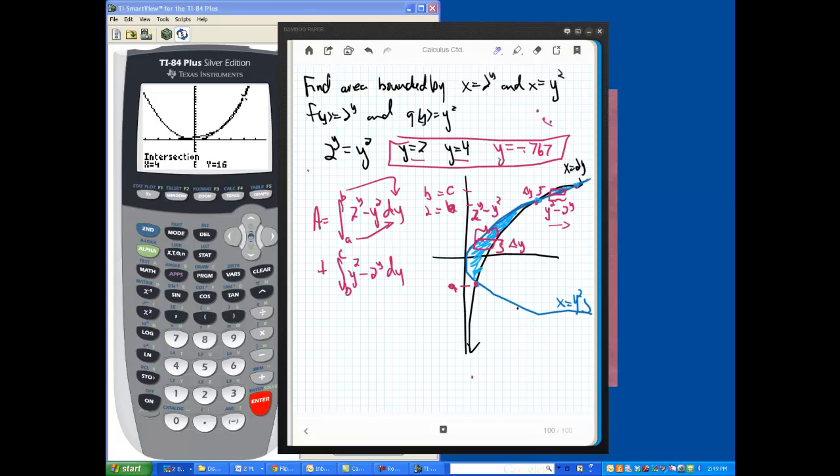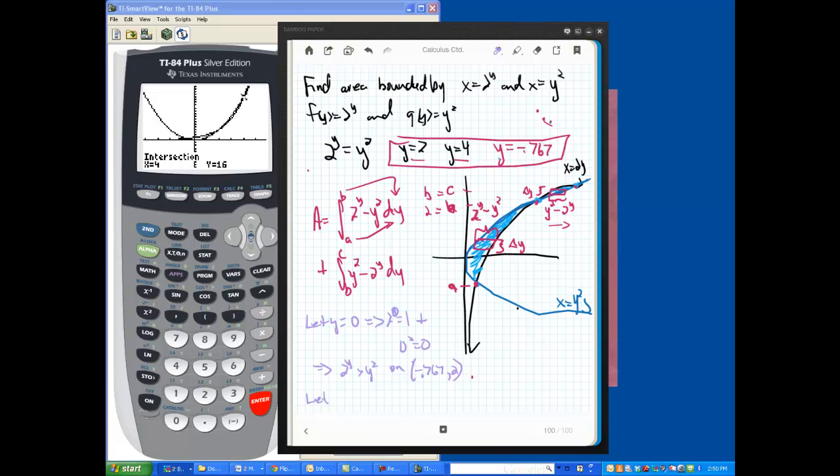Now, remember, our thinking was that 2 to the y was greater than y squared on the interval from negative 0.767 up to 2. But it's easy to check, right? If I let y equal 0, well, doesn't this imply that 2 to the 0 equals 1 and 0 squared equals 0. So by God, this implies that 2 to the y is greater than y squared on the interval from negative 0.767 to 2, right?